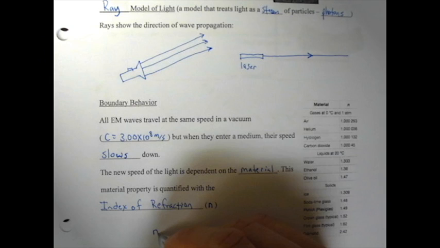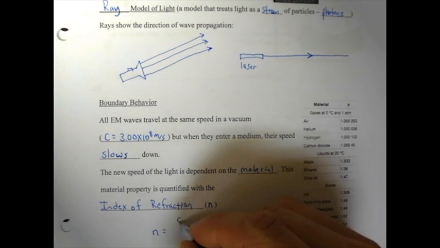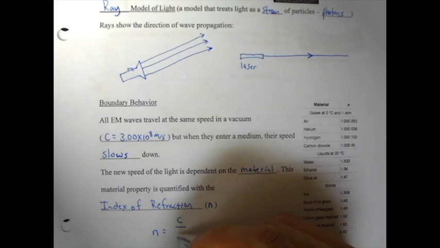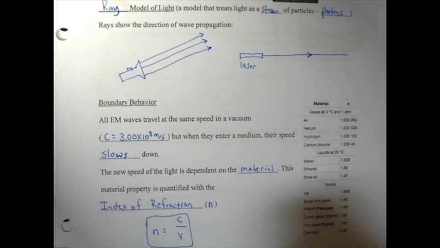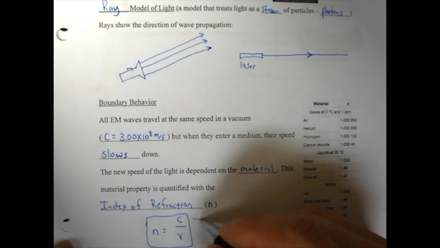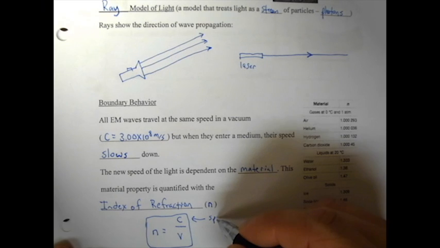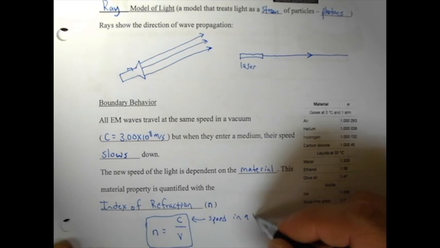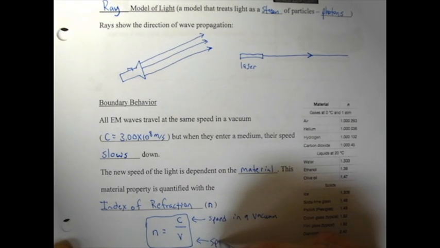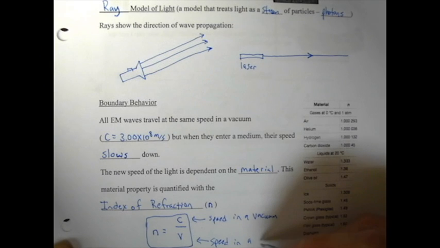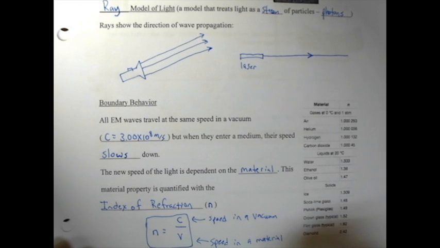Now, the index of refraction is defined to be the ratio of the speed of light in a vacuum, c, to v, the speed of light in a material. So this equation, we want to add this to our equation card. We'll use this in our problem solving. So in the numerator, we have the speed in a vacuum, and in the denominator, we have the speed in a material. And since the speed of light in a vacuum will always be the bigger of the two numbers, this ratio is always going to be bigger than 1.